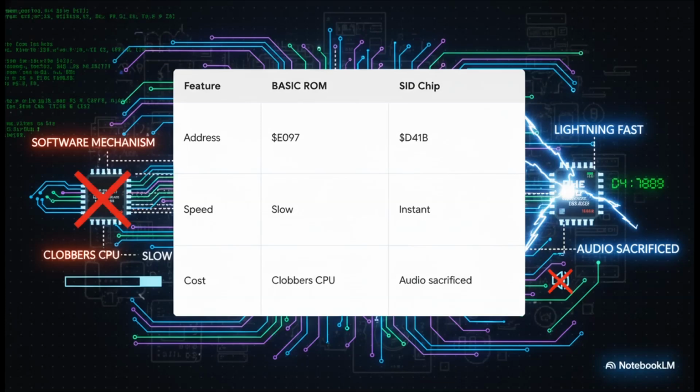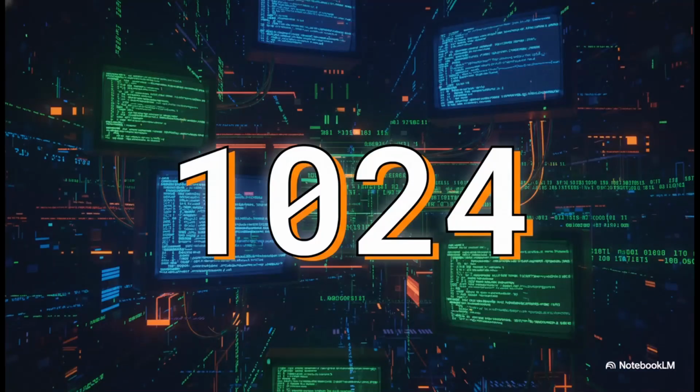When we compare these two methods side by side, it definitively proves that the hardware hack is exponentially superior. On one side, you have method 1, the basic ROM at hex E097. It's a software mechanism. It's painfully slow, and it completely clobbers your CPU. On the other side, method 2, the SID chip at hex D41B. Execution is lightning fast, literally instant. It trades sluggish software loops for an instantaneous hardware read, making it the supreme choice for high-speed games and visual demos. Let's talk about visualizing this raw speed.